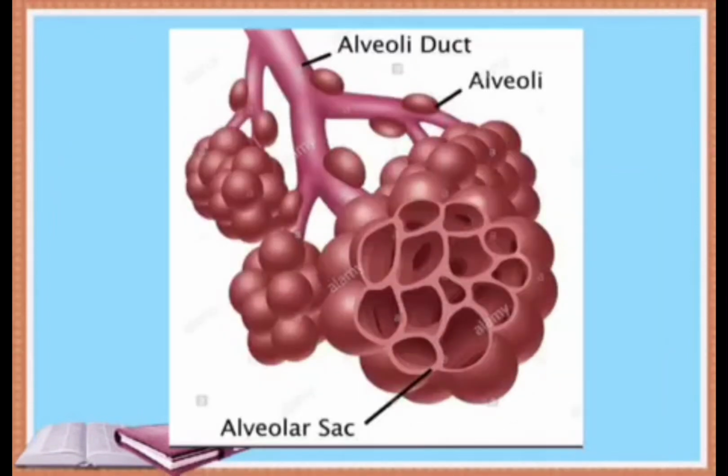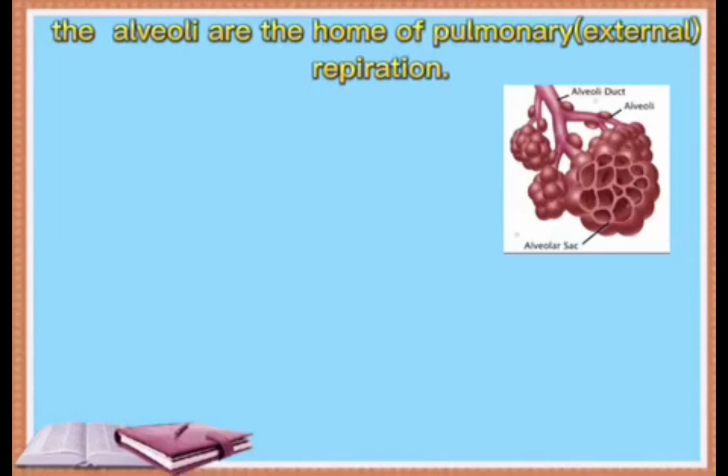And as you can see, the alveolar duct is at the top of alveoli. Alveolar ducts are lined by simple cuboidal cells. They are sacs of many alveoli, which are the cells that exchange oxygen and carbon dioxide in the lung. So there are 7 descriptions of alveoli. The alveoli are the home of pulmonary respiration.